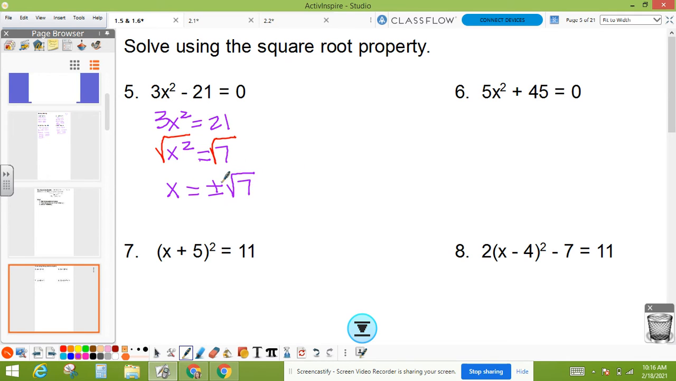But you have two answers, whatever the positive square root of 7 is and the negative square root of 7. Both are nasty little decimals. So we leave the exact answer. All right, so next we are going to subtract 45.